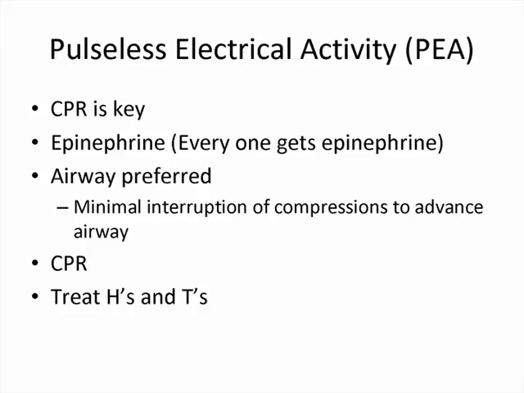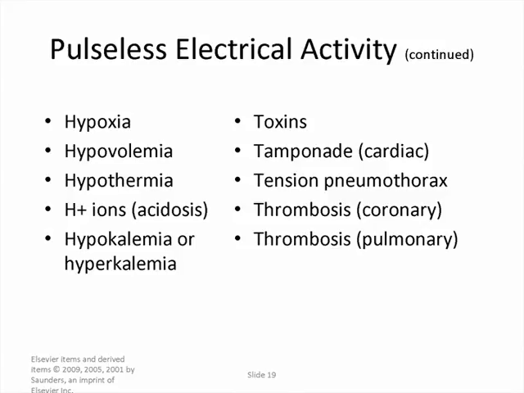You want to treat any underlying cause, and that means you're treating the H's and the T's. So what are those? Well, we call those the 5 H's and T's. 5 H's: hypoxia, hypovolemia, hypothermia, hydrogen ions, meaning acidosis, and hypo- or hyperkalemia. And then the 5 T's: we have tamponade, tension pneumothorax, toxins, or we could have a thrombus in the heart or thrombus in the lung.